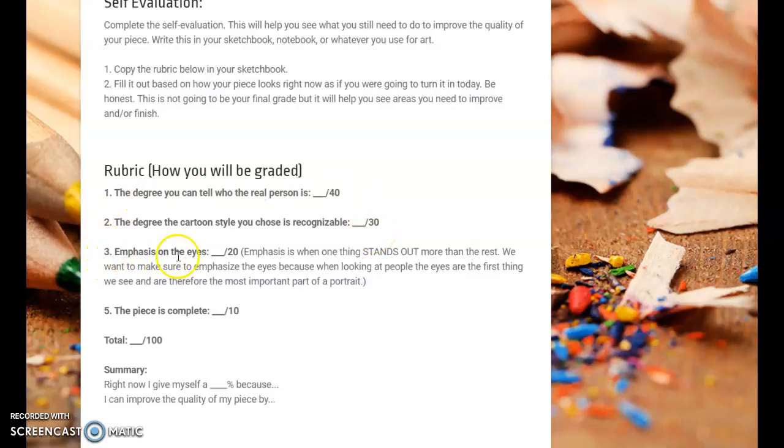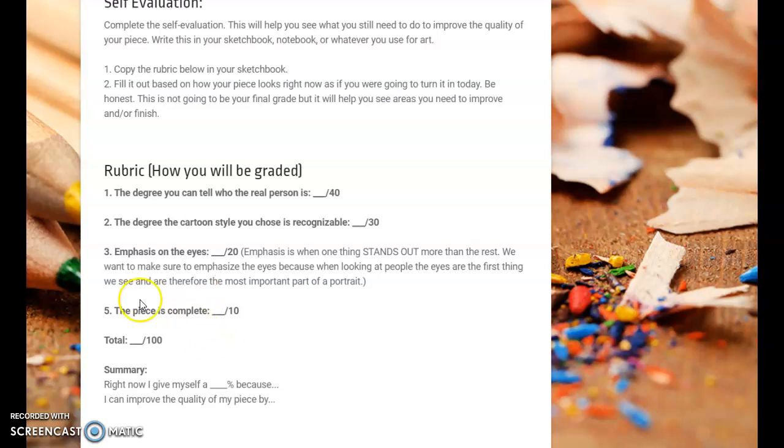All right, number 3, emphasis on the eyes. This is essentially a person that you're creating. And when we look at people, whether it's art or in real life, we want to look at their eyes. We are drawn to their eyes. So we want the eyes on your piece to be emphasized, to have enough contrast, meaning a difference between light and dark, or if you had some bold color changes in there, so that we would really focus on the eyes. That's out of 20 points.